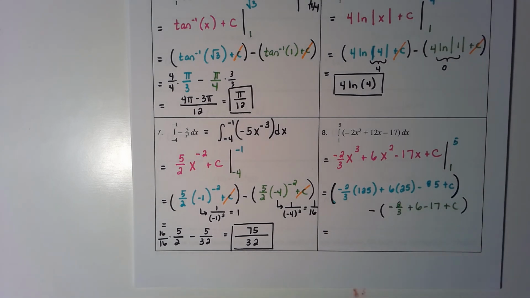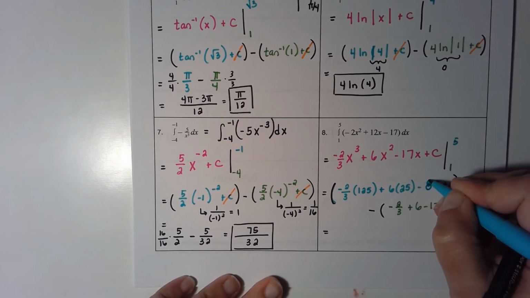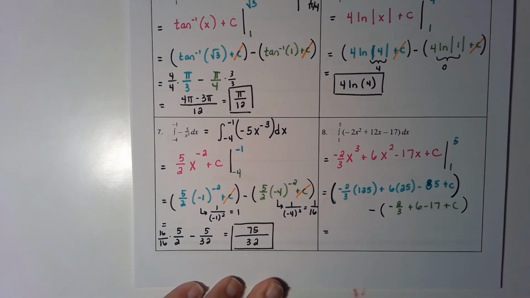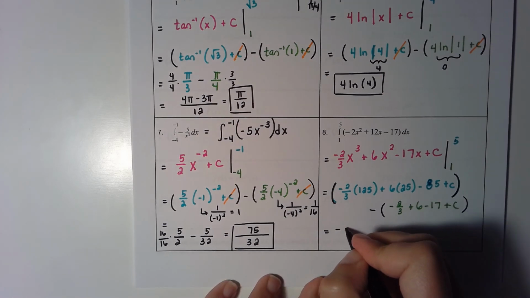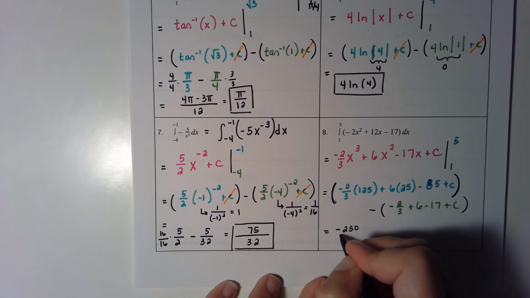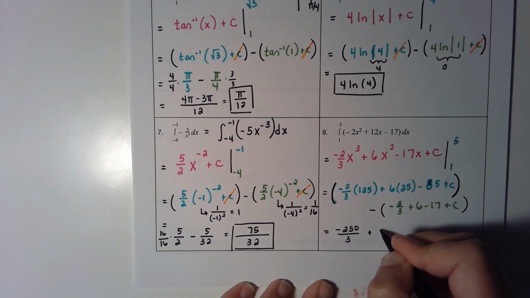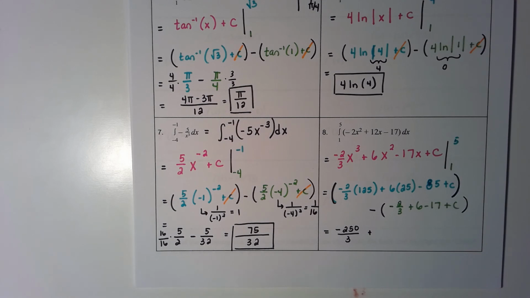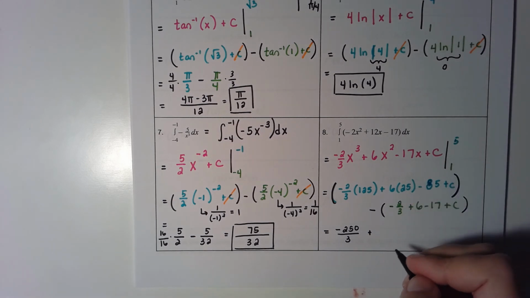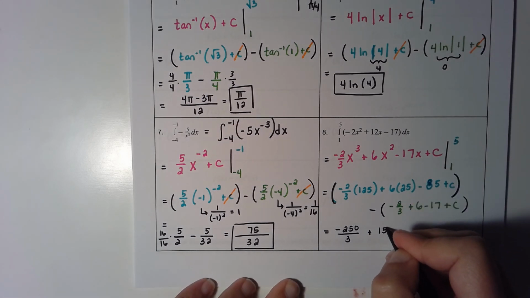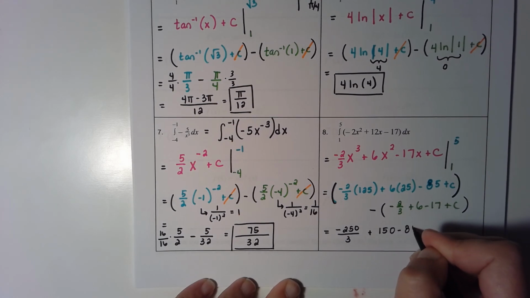Now I'm going to simplify. And here's where arithmetic can get really challenging for a lot of students. So I would encourage you to just take it slow. Don't try to rush. Don't try to do too much at once. So I would have negative 250 over 3 plus 6 times 25 would be 150. I think about that because 4 25s makes 100. And you have 2 more of them. So it's 150 minus 85.